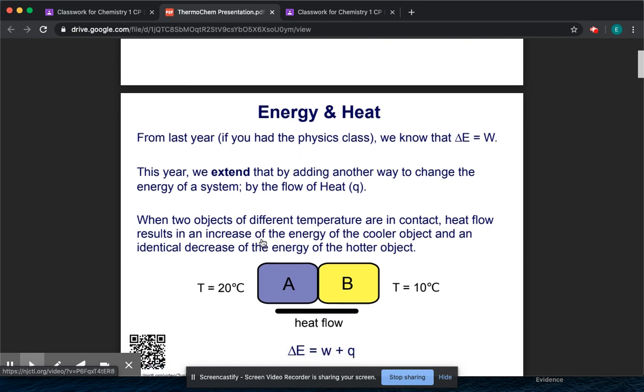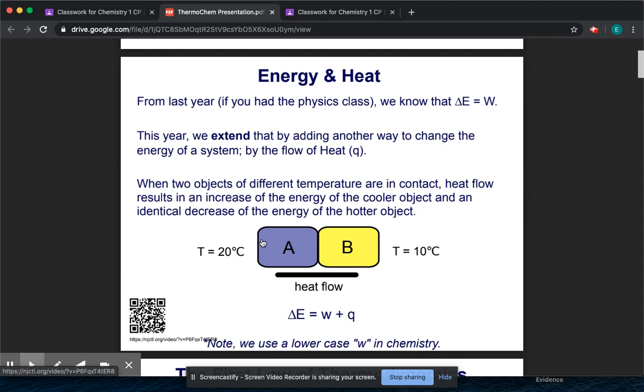Now, I want to make sure that there are no misconceptions. People often mix up energy and heat. Heat is a type of energy. Energy can be transformed into different things. So the heat itself is not an energy value. You can't quantify that, but heat is the result of energy, if that makes sense.